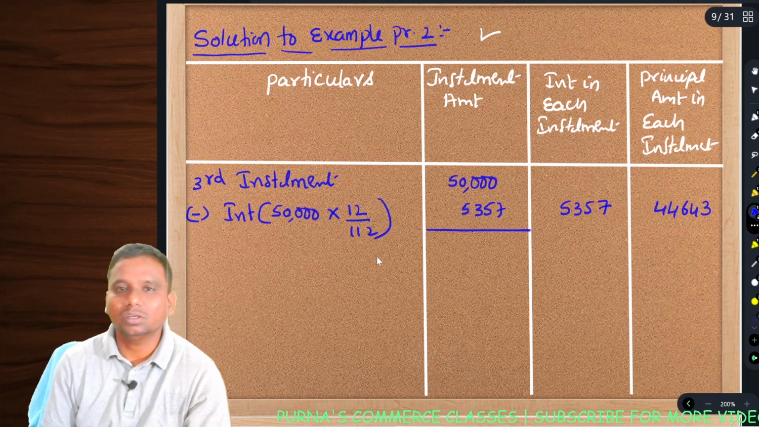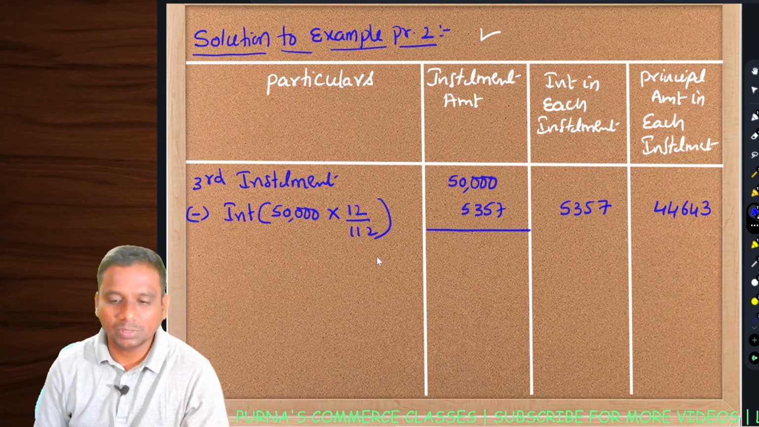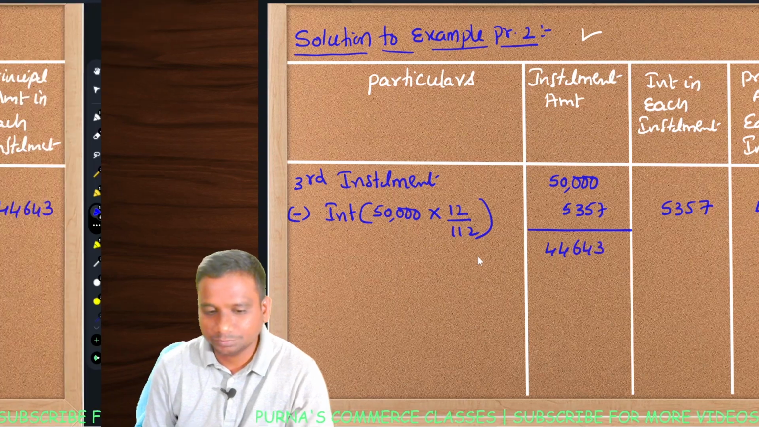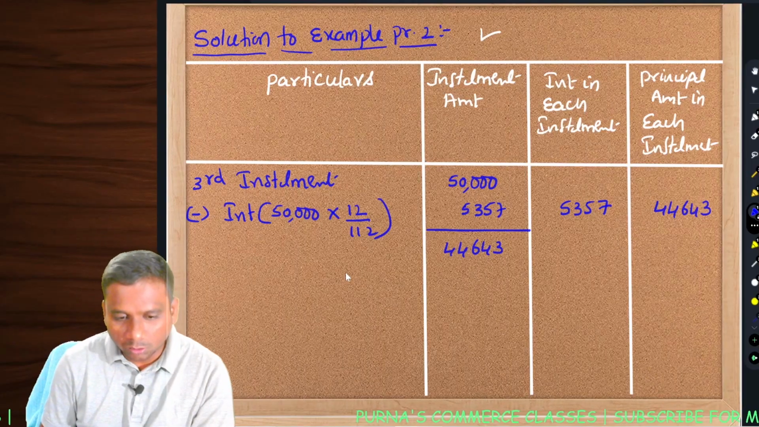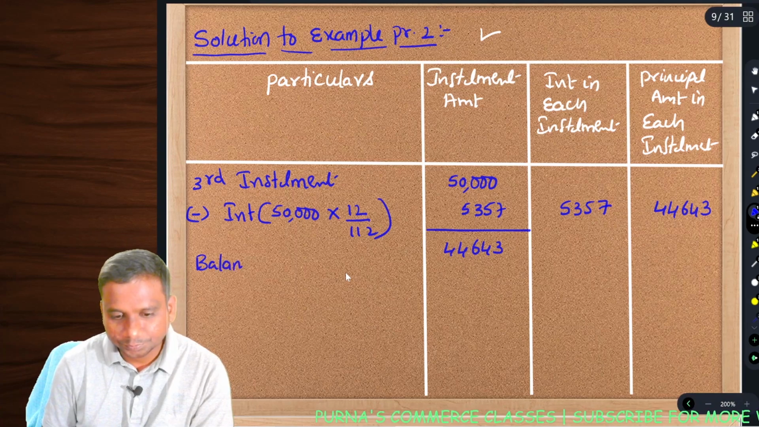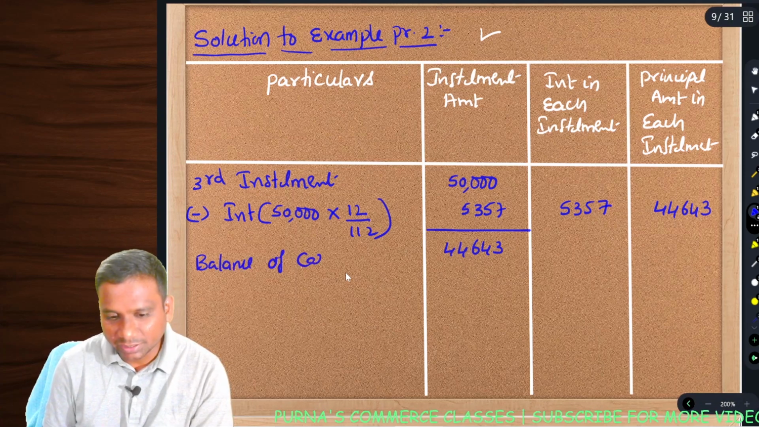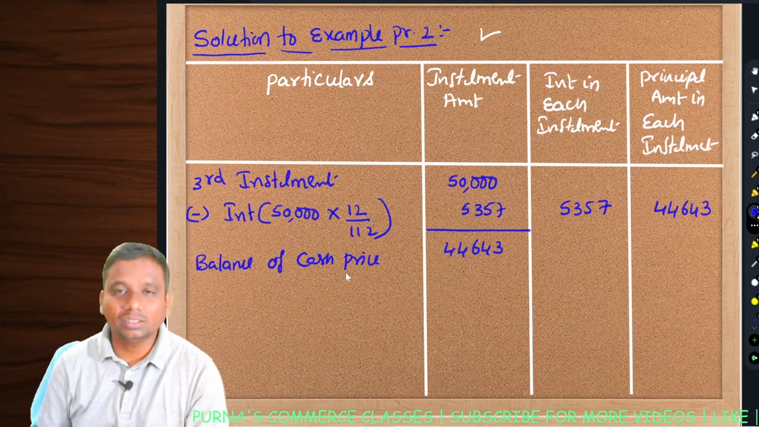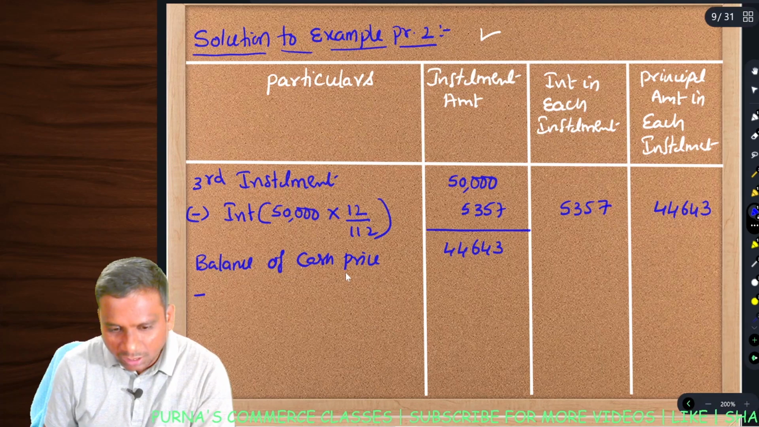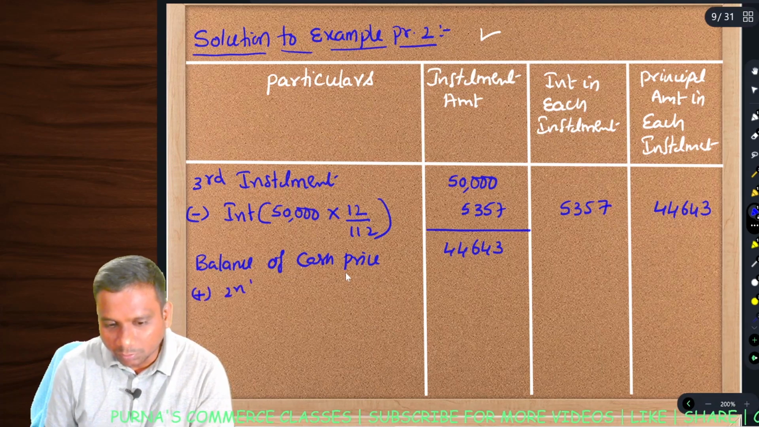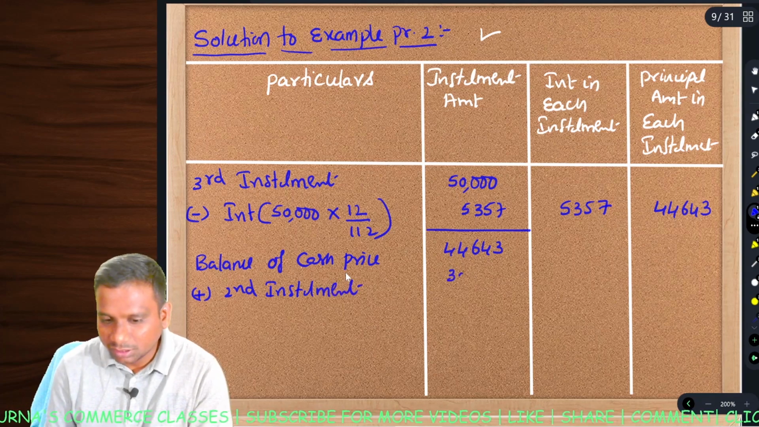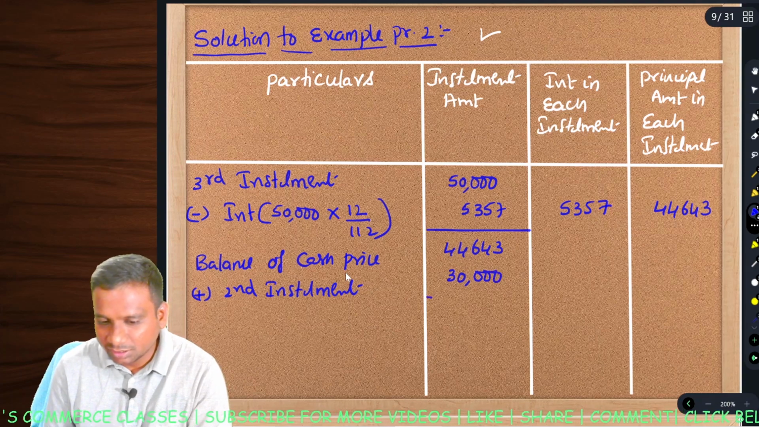So automatically 44,643 rupees is the principal amount. So the principal amount is 44,643. That is the balance of cash price. Yes or no? This is the cash price included in the third installment. To this, simply add the second installment. What is the second installment? 30,000.